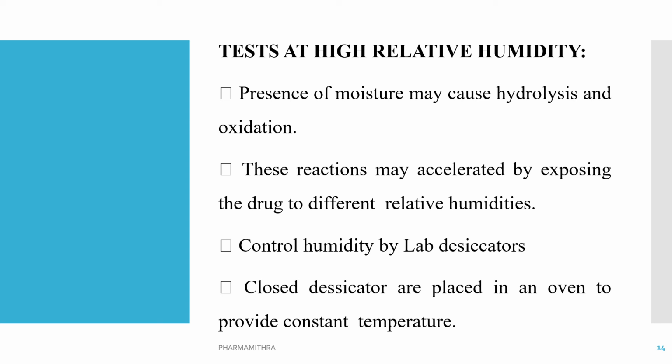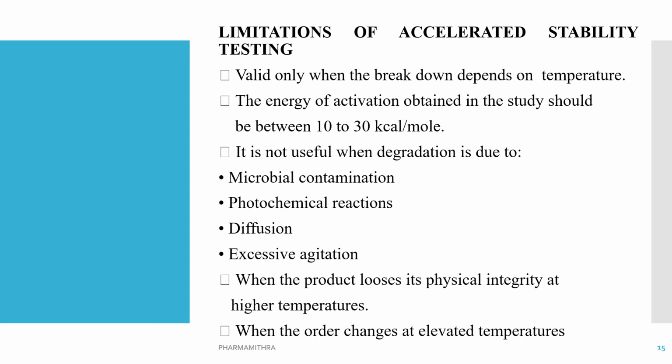Next condition is that we carry out the test at high relative humidity. We know that the presence of moisture results in hydrolysis and oxidation. So to control the humidity, we normally keep the product in a lab desiccator, or the closed desiccator is kept in an oven to provide a constant temperature.